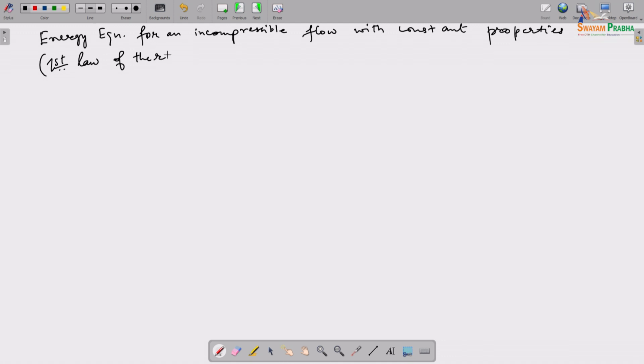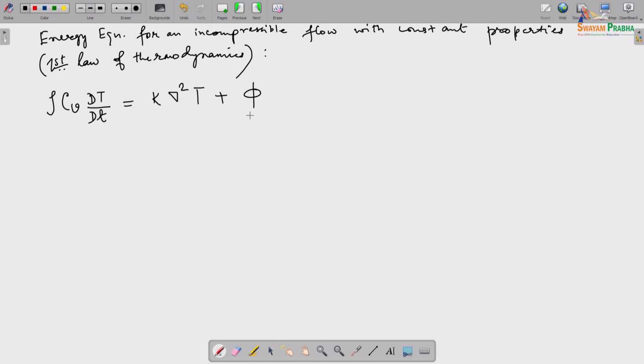First law of thermodynamics. Yeah. So, what is that equation? Right, you are familiar with this equation, or just sort of look it up.